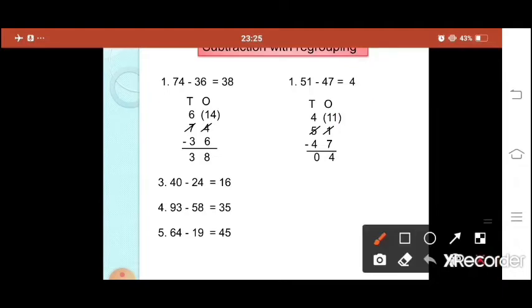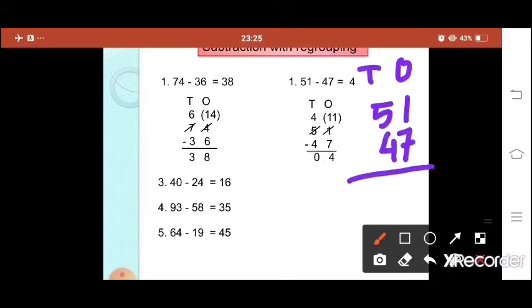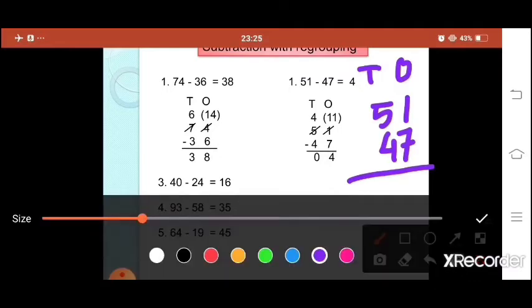Now start with the next problem. Similarly, we write tens, unit, we leave some place, then 51 by 47. Okay, so 51 is bigger than, that means the minuend is bigger than the subtrahend, but the minuend's unit place is less than the unit place of the subtrahend. So what do we have to do?